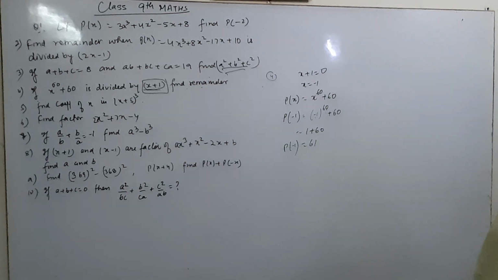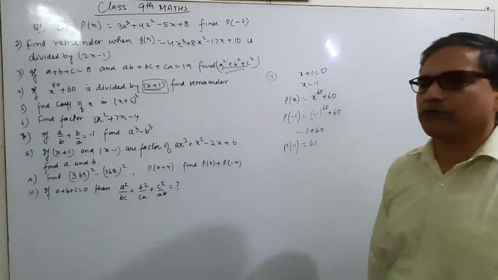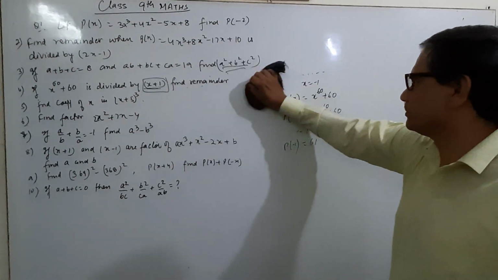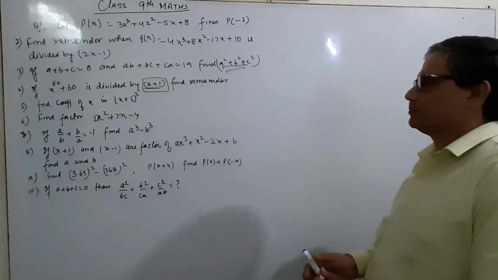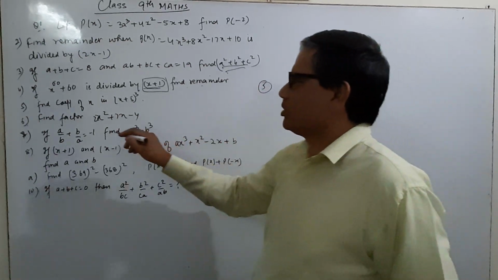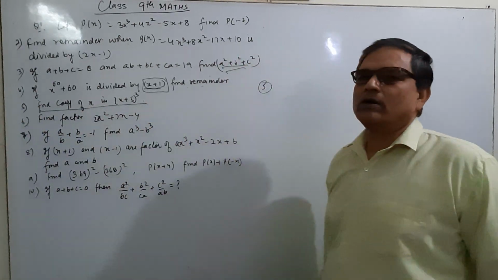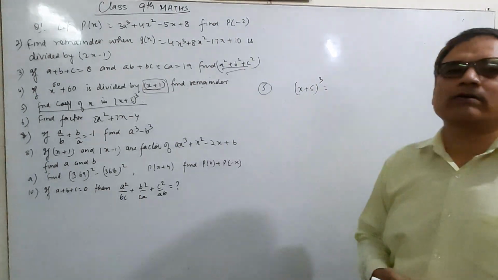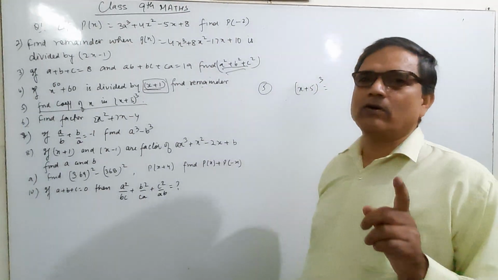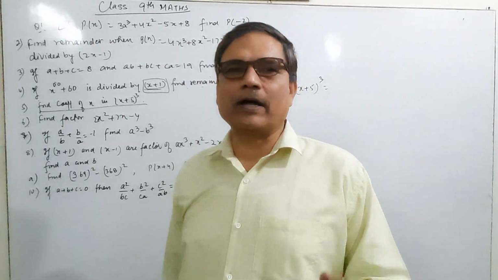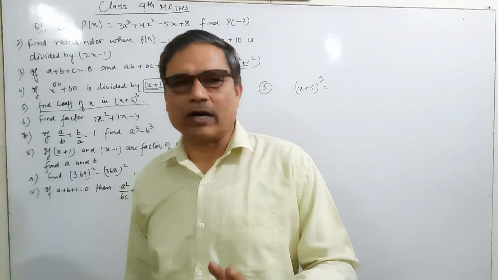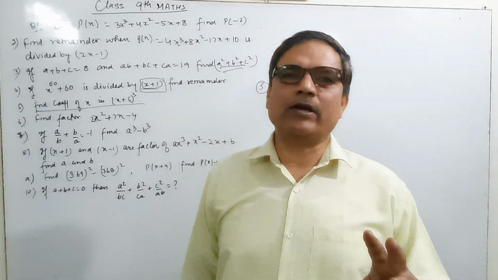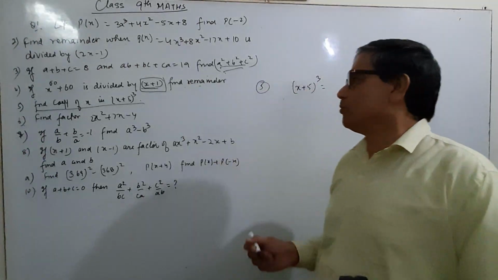So this is question number 4, and move to question number 5. Find the coefficient. Question number 5. Find the coefficient of x. So it means x plus 5 whole cube, we have to apply identities. A plus b whole cube is a cube plus b cube plus 3a square b plus 3ab square. Or we can apply the identity a cube plus b cube plus 3ab bracket a plus b.